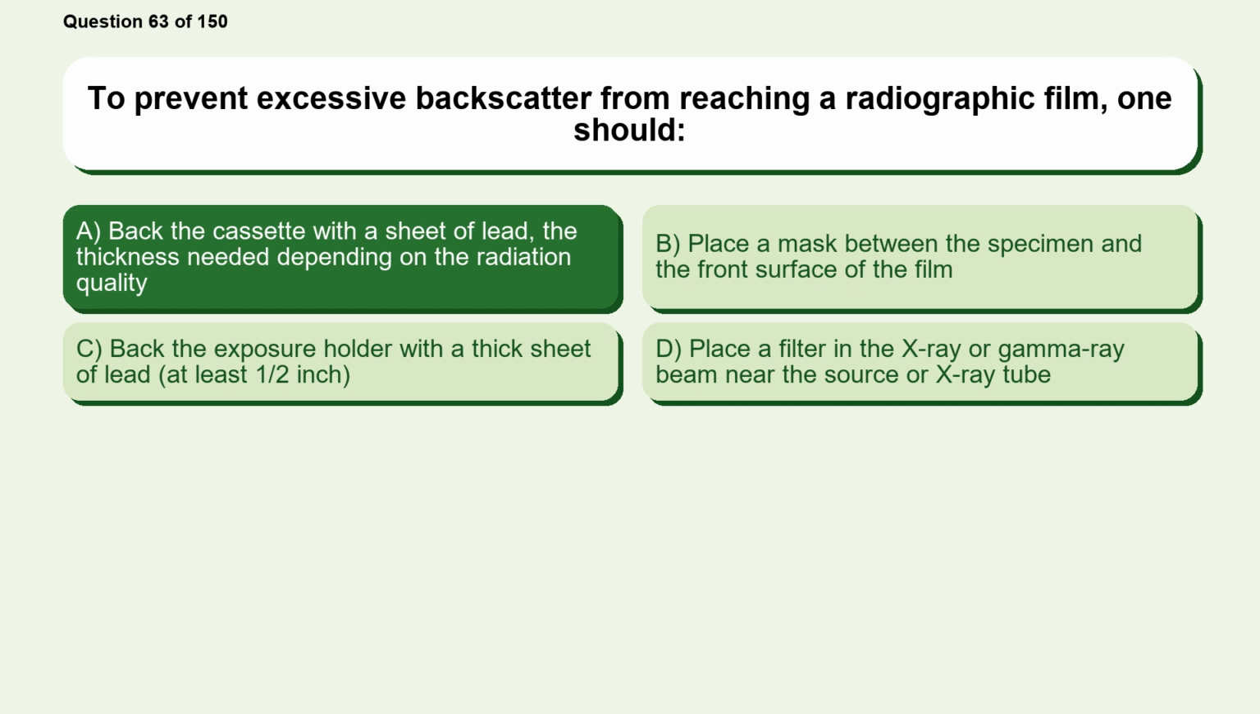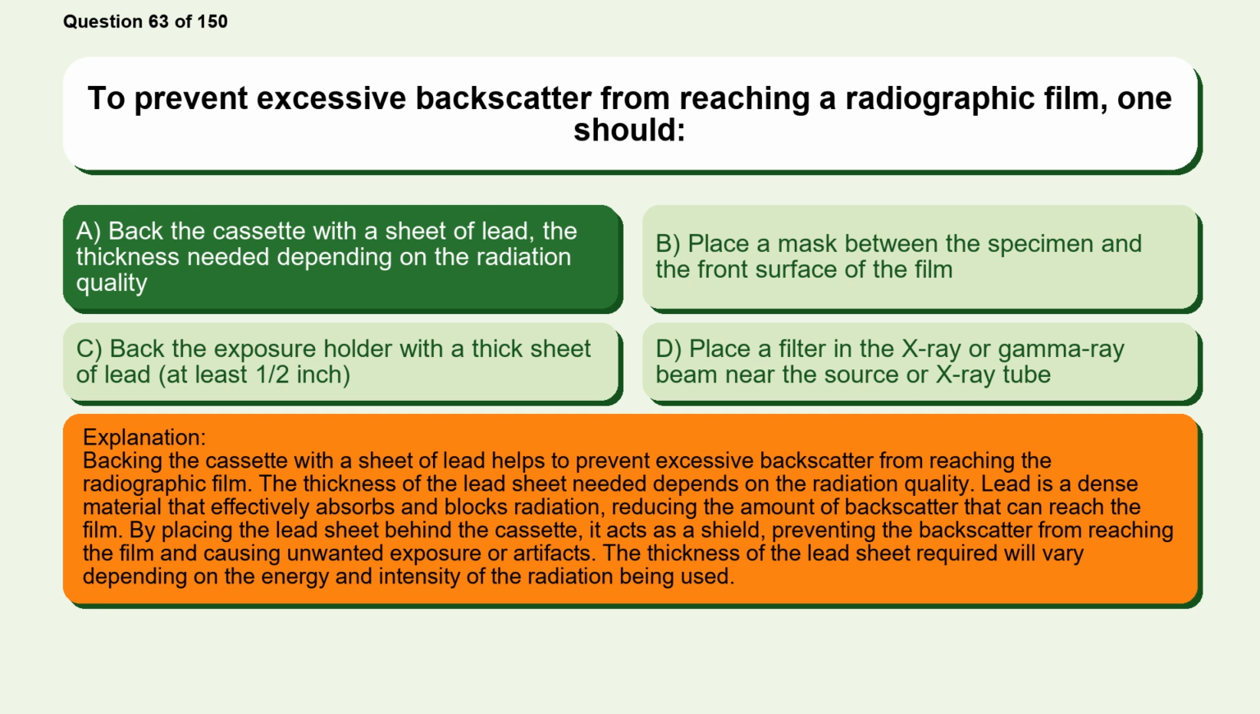radiation quality. Backing the cassette with a sheet of lead helps to prevent excessive backscatter from reaching the radiographic film. The thickness of the lead sheet needed depends on the radiation quality. Lead is a dense material that effectively absorbs and blocks radiation, reducing the amount of backscatter that can reach the film. By placing the lead sheet behind the cassette, it acts as a shield, preventing the backscatter from reaching the film and causing unwanted exposure or artifacts. The thickness of the lead sheet required will vary depending on the energy and intensity of the radiation being used.